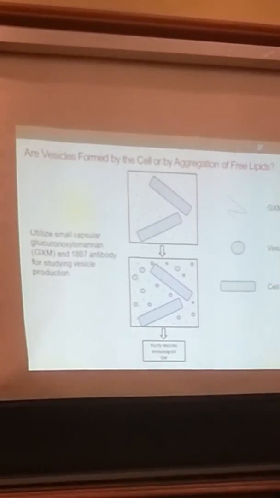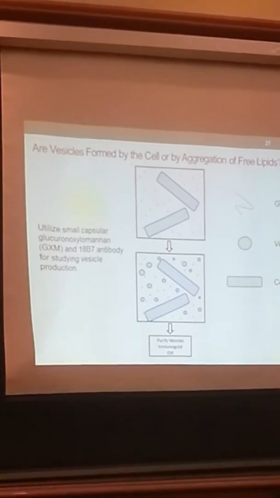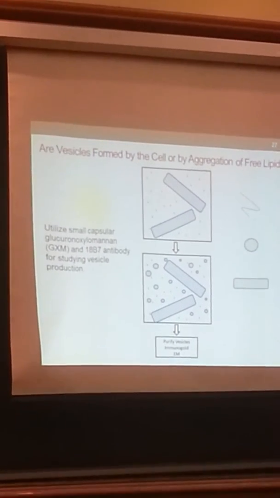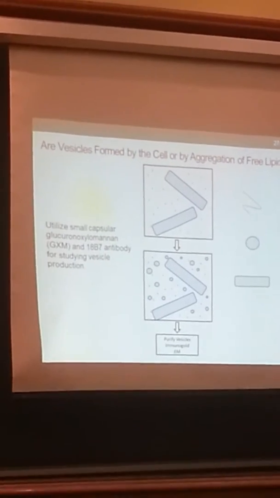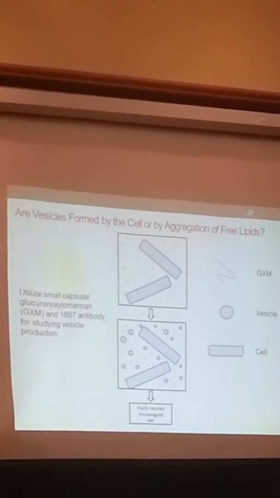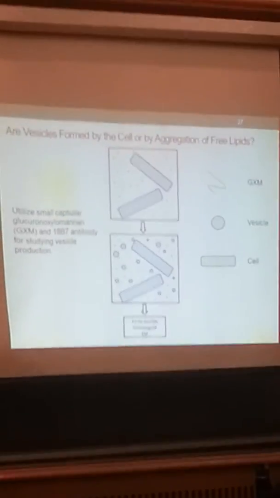So in our lab, since we study Cryptococcus neoformans, we happen to have a lot of GXM, which is the polysaccharide of the capsule of Cryptococcus neoformans. We also have an antibody to it. So I decided, since we have this, let's try to use that as our small molecule. I was able to concentrate it down so that it's very small, below 10 kDa in size, so we can assume that it's small enough to be encapsulated by these vesicles.